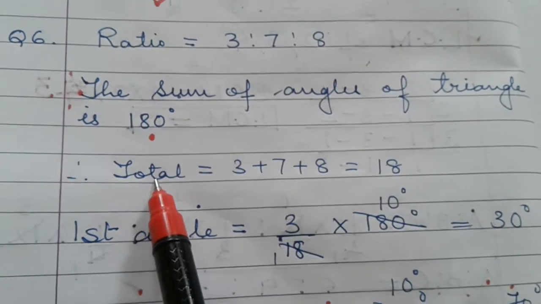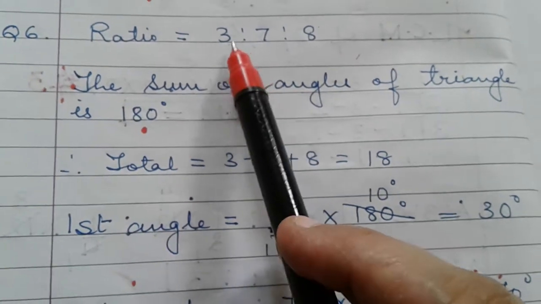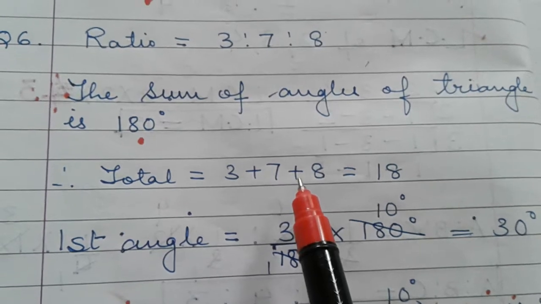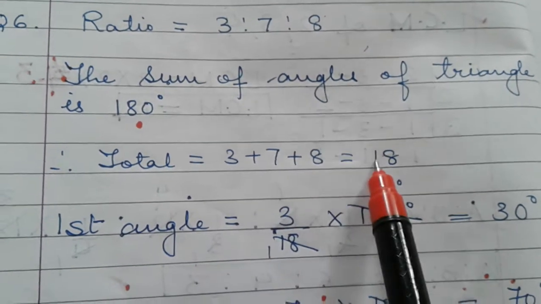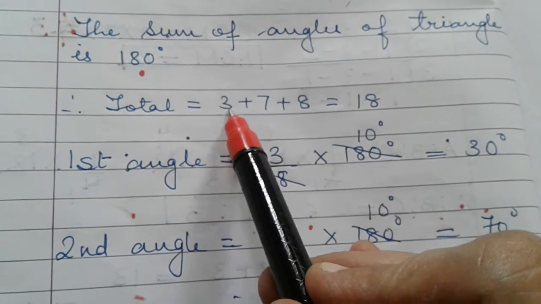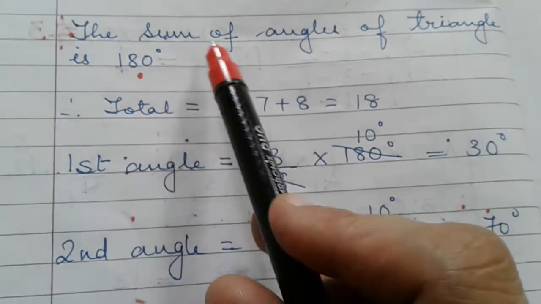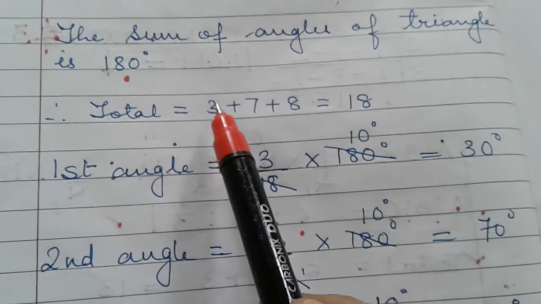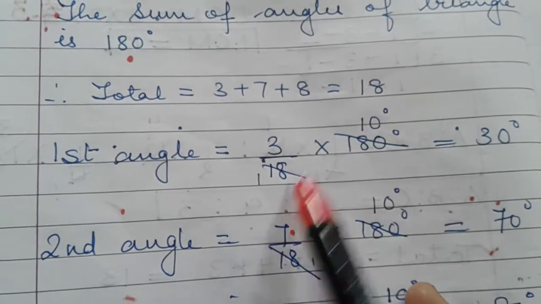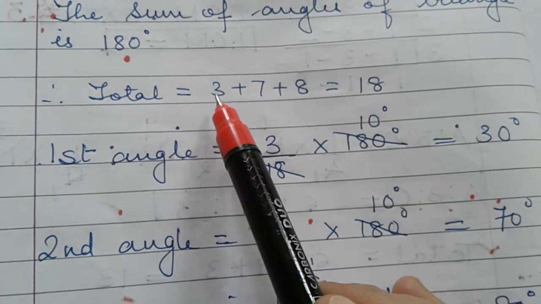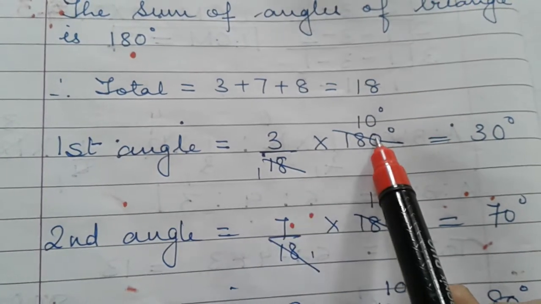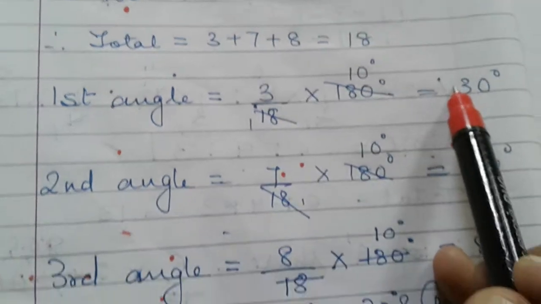First what you will do, find out the total. What is the total? Total is 3 plus 7 plus 8, total of the given terms. So 3 plus 7 plus 8, 18. And then first angle, you know how to find out parts. Now here in this case angles are asked. So first angle is 3 out of 18 multiplied by 180 degree. This we know. One part upon total multiplied by 180 degree. 18 ones are 18, 18 tens are 180 degree. So 3 tens are 30.